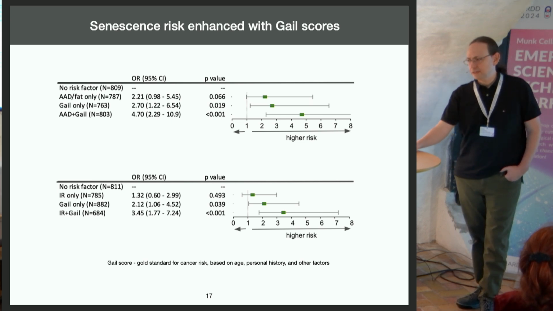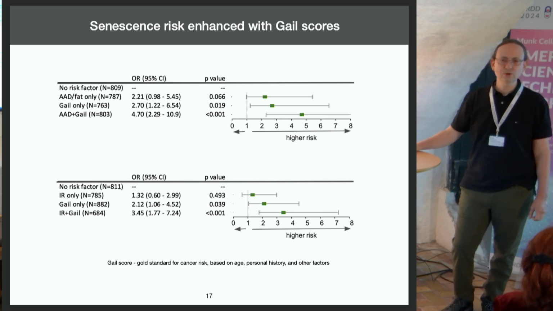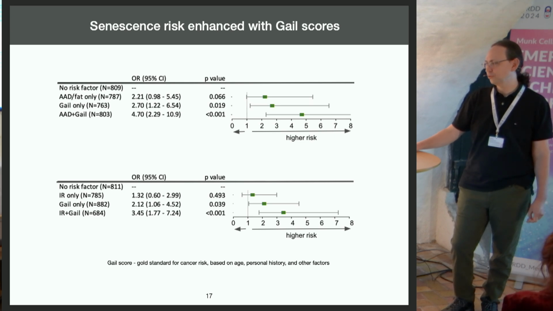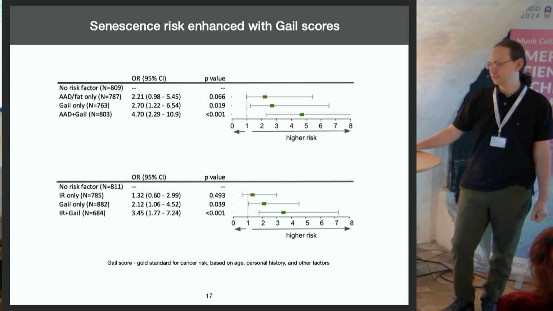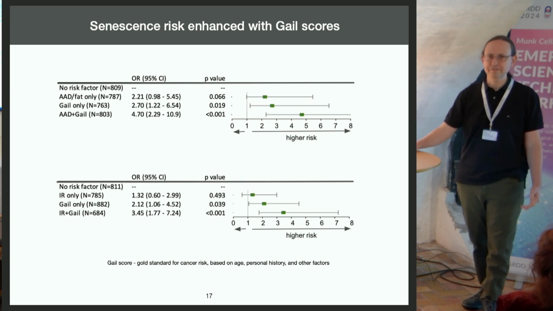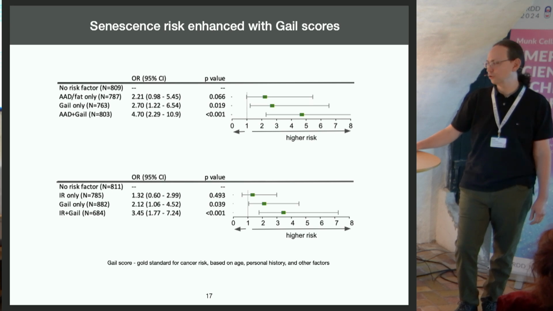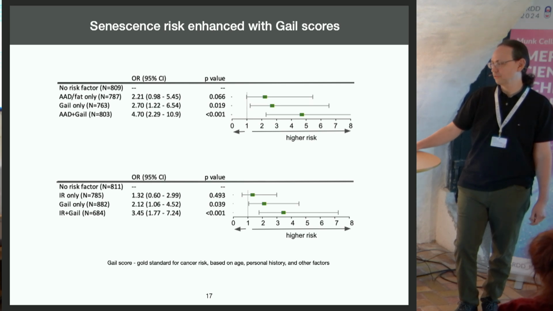So we also investigated this with the Gail score. The Gail score is essentially the gold standard for estimating risk in individuals. It's based on basic personal history and facts about individuals. And if we combine this with our senescence predictor, we see much higher rates. So with Gail and the AAD model, for example, it predicts up to 5 times the risk of someone without those factors. And something similar, roughly 3.5, for IR plus Gail.